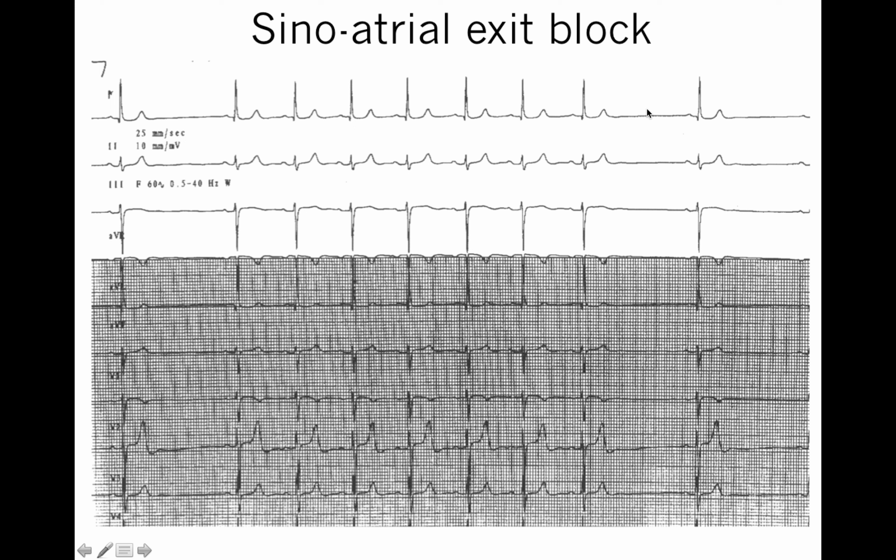So this is sino-atrial exit block, and this is a problem with impulse conduction rather than automaticity. Whereas sinus bradycardia is a problem with impulse automaticity, or decreased automaticity. Here, there's a problem with impulse conduction. There should be a P wave here, but there must be a block within the sinus node or outside the sinus node that prevents it from propagating to the atrium from the sinus node.